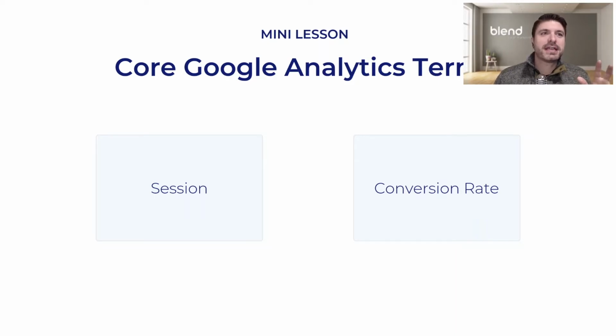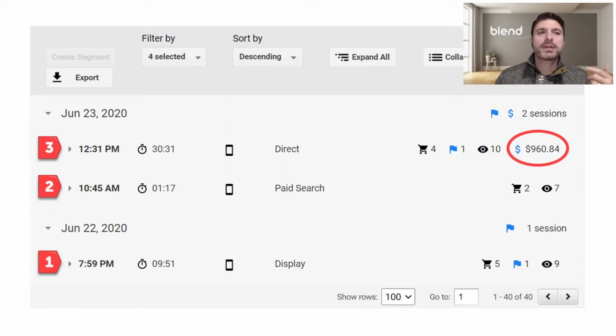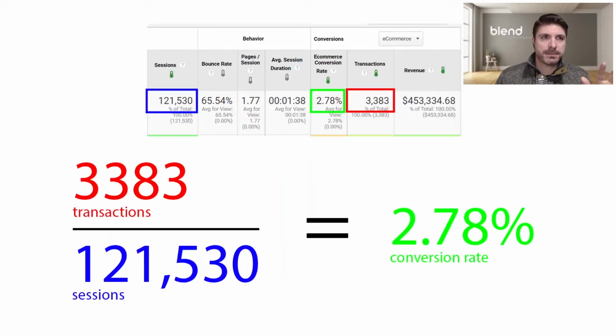You need to understand 2 key terms, session and conversion rate. A session is a website visit. For any given session, Google Analytics can tell you a lot of information, like where that person came from, such as a Google search or a Facebook ad, what page they landed on, whether they booked with you, and so on. People can, of course, have multiple sessions. It's common for someone to first come in to your site through an ad and later come back from a search and maybe later come in direct. But today we're going to focus on a single session.